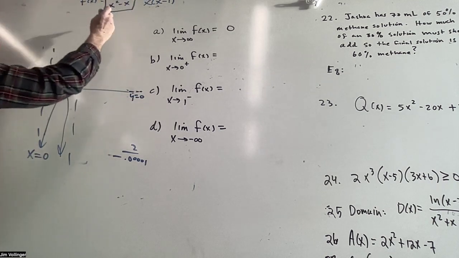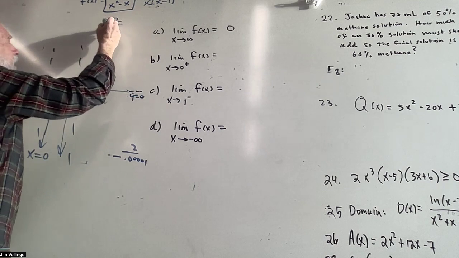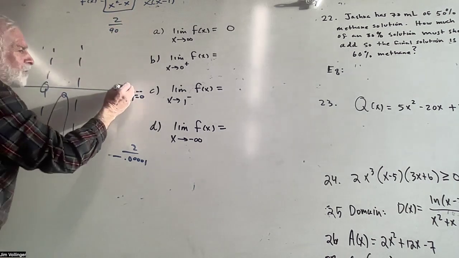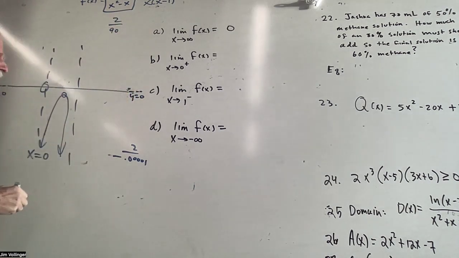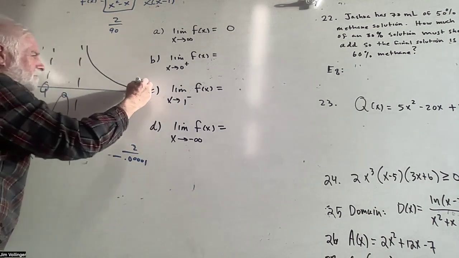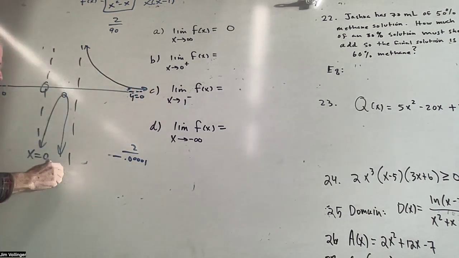Throw 10 in here. 2 over 100 minus 10, 90. 2 over 90. When I put 10 in, I got a small positive. So therefore, it's going to do that. You want to verify this? Remember, label your asymptotes. I forgot to here.